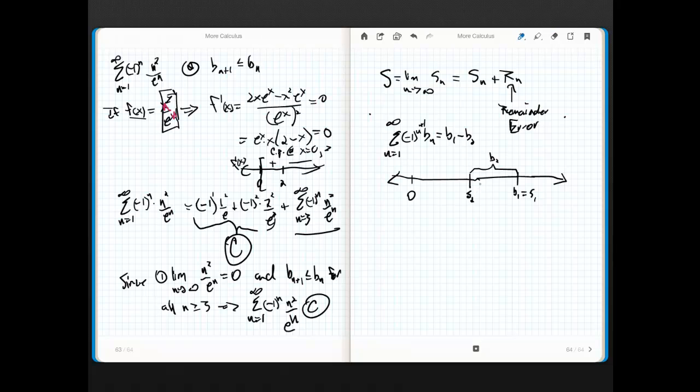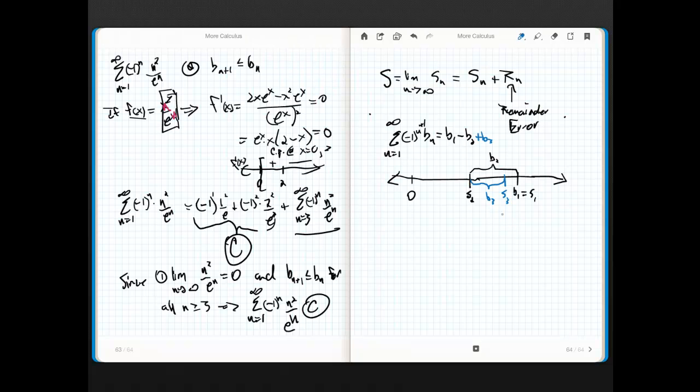And then what happens? Well, then I go plus b sub 3. But b sub 3 was less than b sub 2, right? So here we go. I'm going to end up, this guy right here is going to be b sub 3, right? Does that make sense? Okay. And then, well, what happens? We end up with s sub 3.